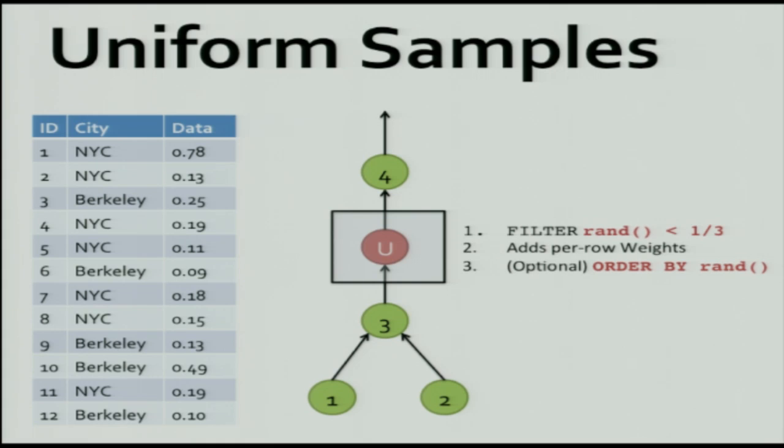These per-row weights are useful for rescaling the answer back and generating a scaled approximate answer, and also for quantifying the error that's associated with this sample. And finally, optionally, you can also order or shuffle the sample that's generated by this uniform sampler. Shuffling is important because if you shuffle this entire random sample, any subset of that random sample is also a random sample. So you can get this smooth trade-off between accuracy and runtime.